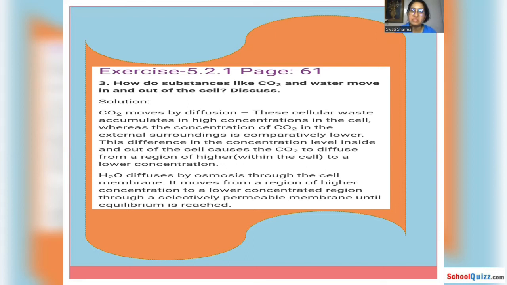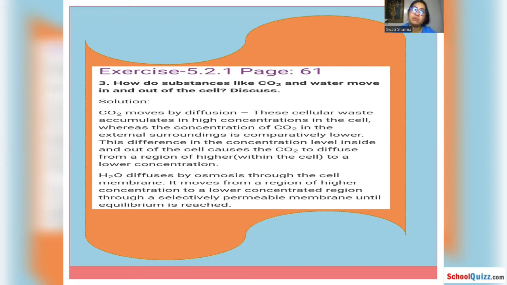So this difference in the concentration will create a gradient. That means at one position we have high concentration and at another point we have low concentration. So a gradient or a difference is created. And this difference in the concentration level inside and outside of the cell will cause the CO2 to diffuse from a region of higher concentration, that is within the cell, to the region of low concentration, that is outside the cell. So because of that difference in the concentration, only the movement of carbon dioxide has been seen.